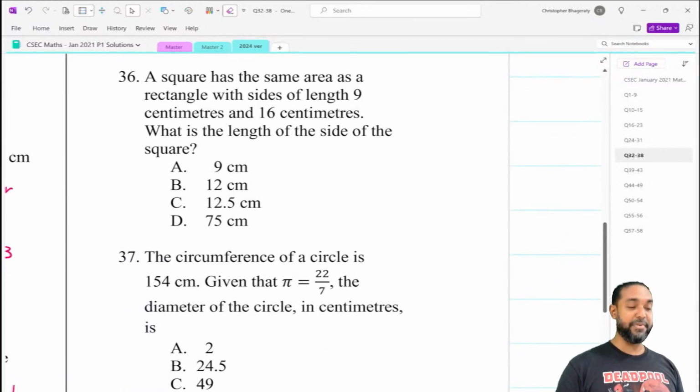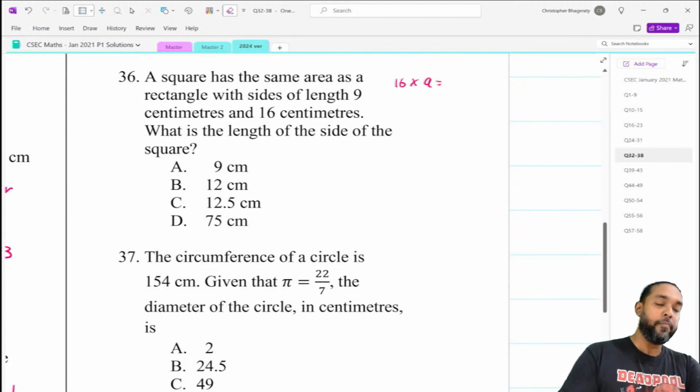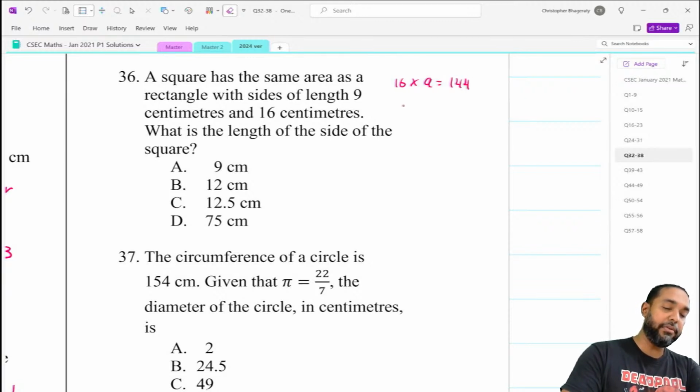A square has the same area as a rectangle with sides 9 centimeters and 16 centimeters. What is the length of the side of the square? Okay, so the areas are the same. How do you find the area of a rectangle? Length by breadth, right? So 16 by 9 or 9 by 16 is 144. Right? Now, if that's the area of the square, to find the side, you find the square root of 144, which is 12.